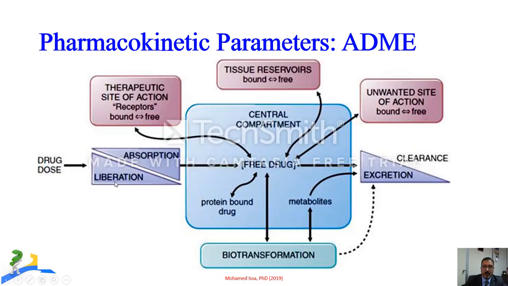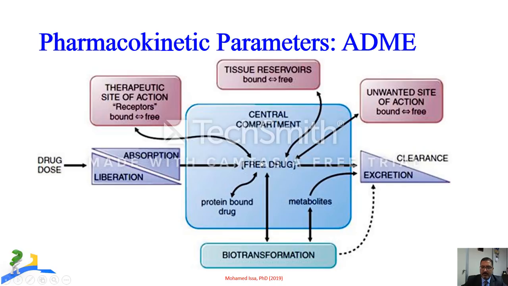Once they are in solution, they start to get absorbed. They have to penetrate the cell membranes lining the GI to reach the blood vessels, to reach the general circulation, to reach the blood. So we have absorption, and you need the drug to have certain lipid solubility, because as I said before, the cell membranes are made of phospholipids.